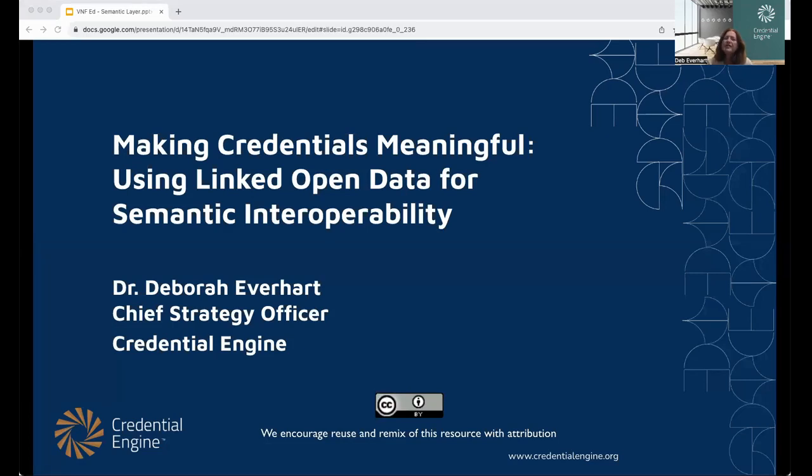Hi, I'm Deb Everhart, Chief Strategy Officer at Credential Engine. I'm going to give you a quick introduction to how you can make your credentials meaningful and relevant using linked open data.